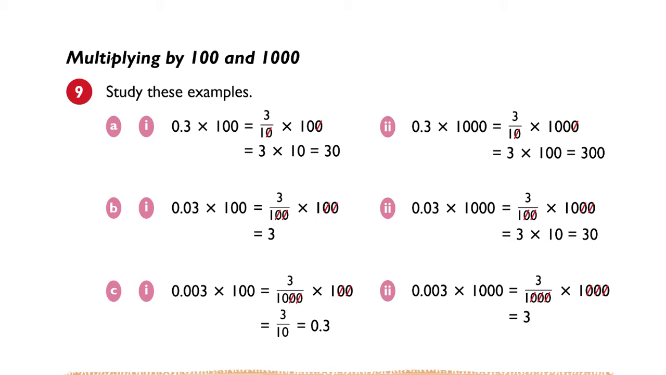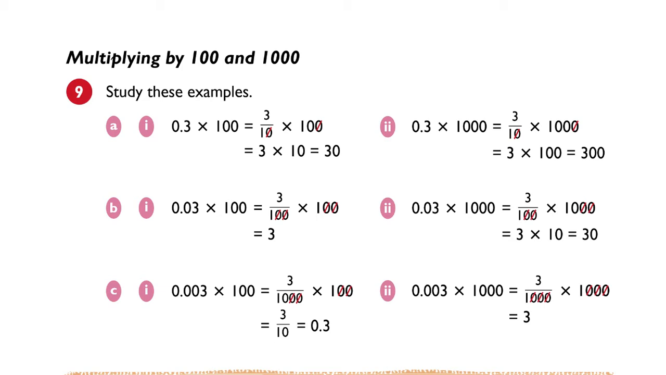Now let's look at these examples. This is in your textbook. The examples given here convert all the decimals into fractions. So 0.3 is 3 over 10. If I multiply by 100, I cancel off one 0, and I get 3 times 10, which equals 30. In the other case, I got 3 times 100 equals 300.